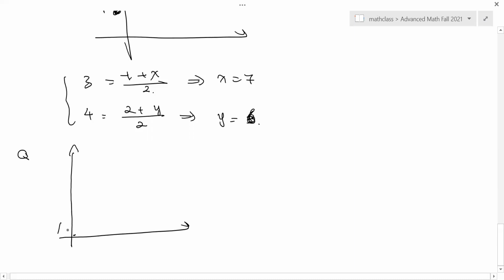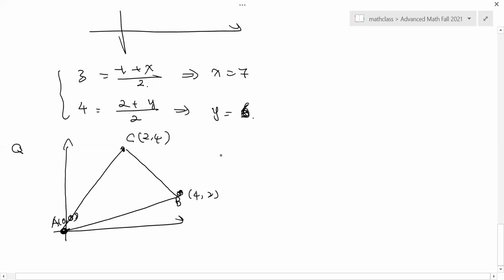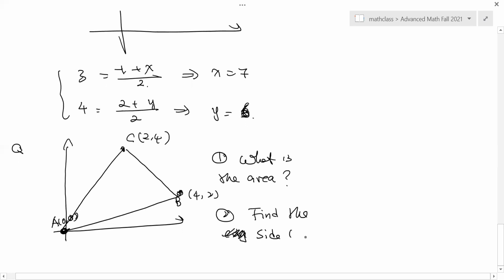I have three points. Point A is the origin, point B is 4 and 2, and point C is 2 and 4. This is a triangle, right? So this is triangle ABC. First question: what is the area of the triangle? Second, find the side lengths.